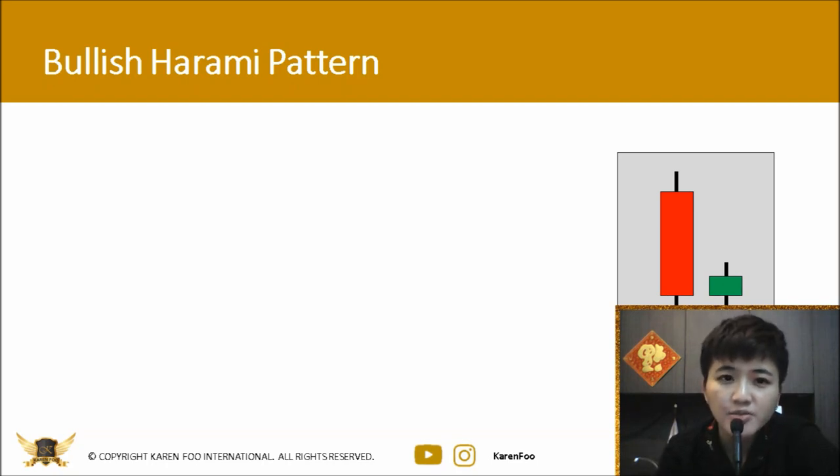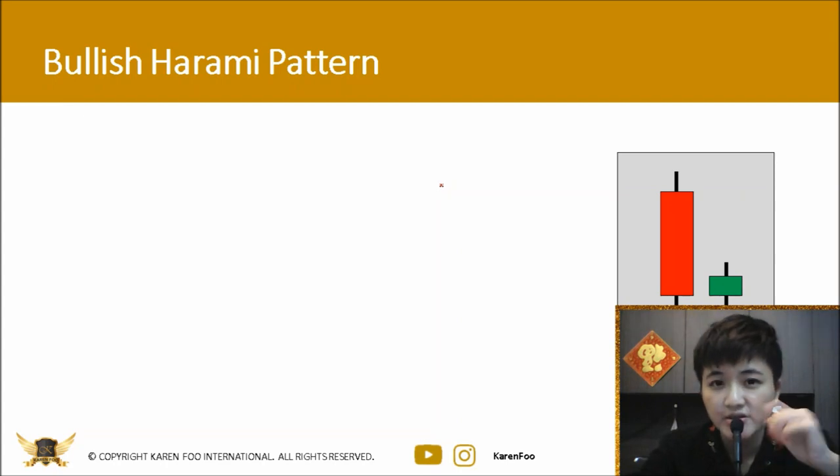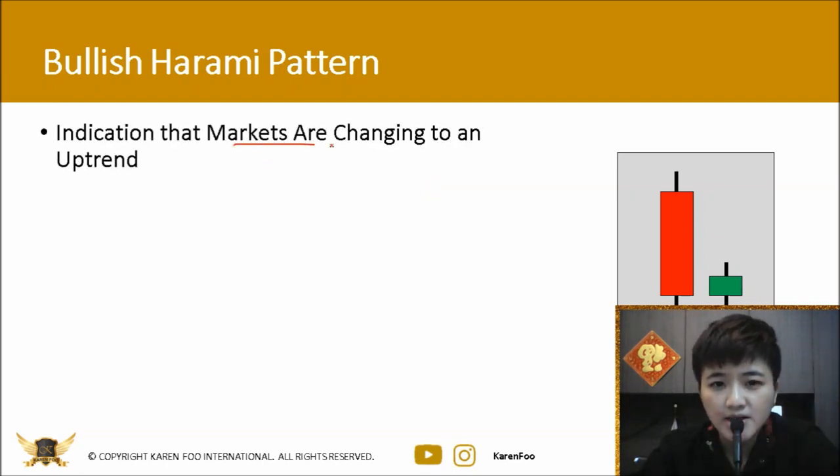For just now, bullish engulfing pattern, the first candle is the small candle, the second candle is the big candle. Then for harami pattern, the first candle is the bigger candle, second candle is the small candle. Can you see? Over here? So as the name suggests, bullish harami pattern. It means that market is going to go on a bullish trend. Okay? Markets are changing to an uptrend.